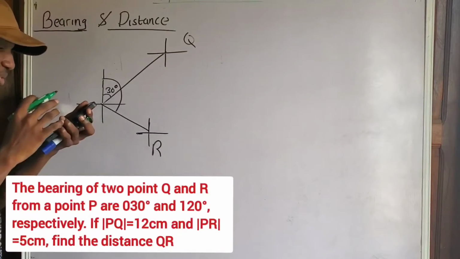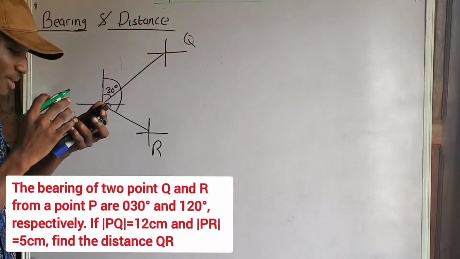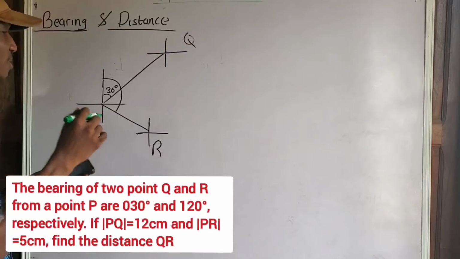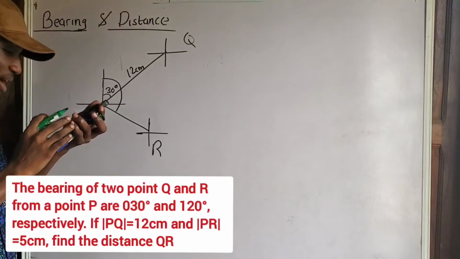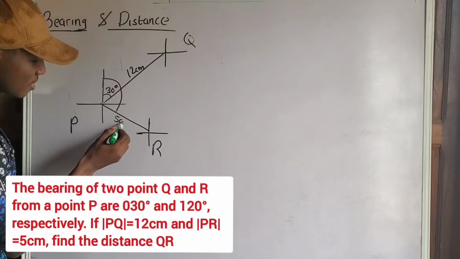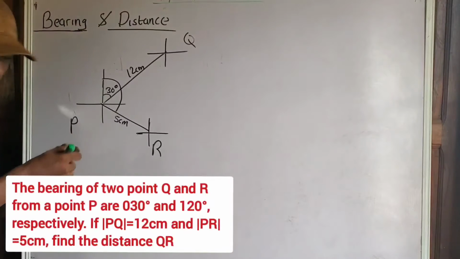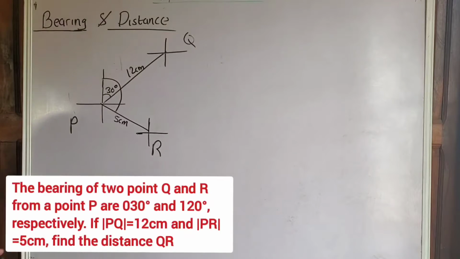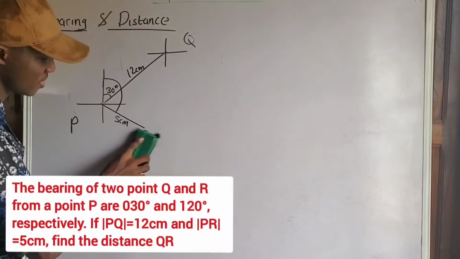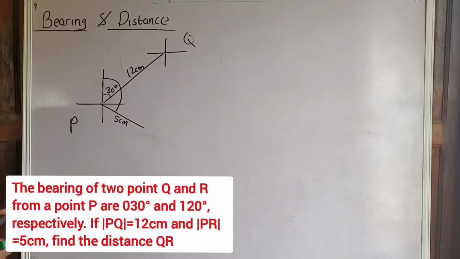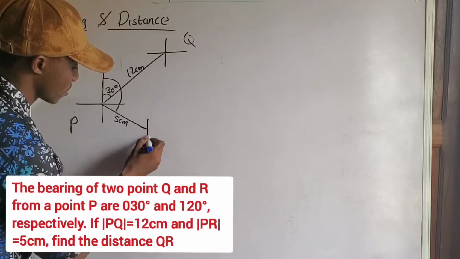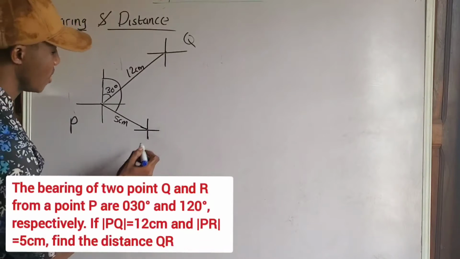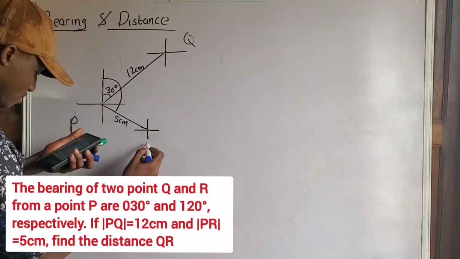Don't forget that we've been given in the question that line PQ is 12 centimeters. So this is 12 centimeters, and line PR is 5 centimeters. So this is 5 centimeters. Do you understand? Okay, let me draw this very well. I want to draw this cardinal point. Let me draw it very well. Do you understand? So this is PQR.